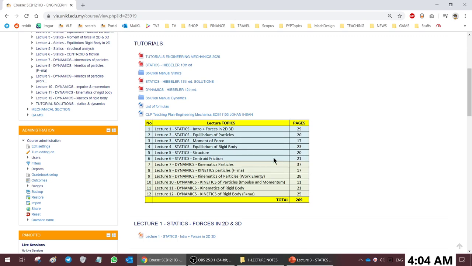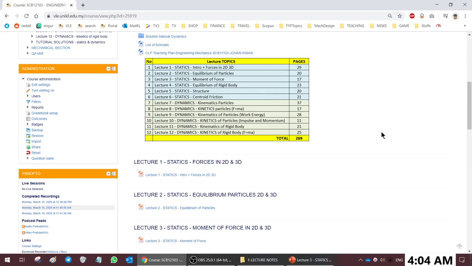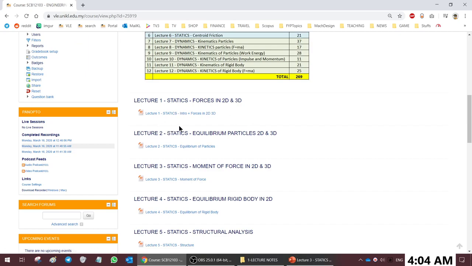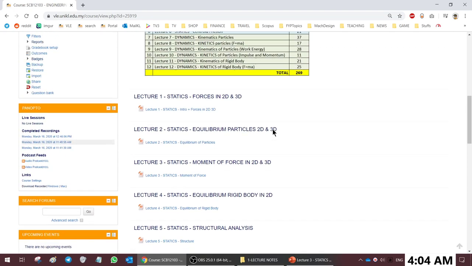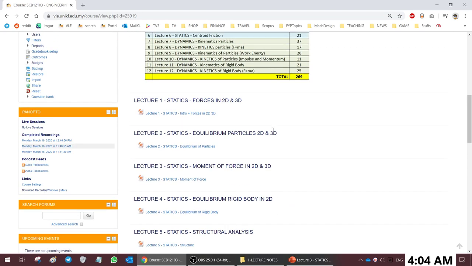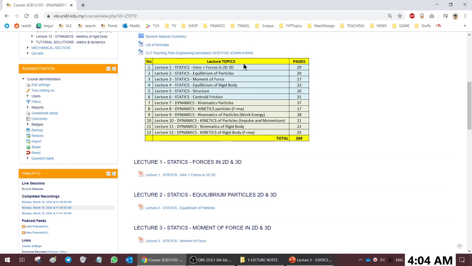We are now at lecture notes number 3, which is statics, moment of force. Look at all these lecture notes: you have lecture 1, 2, 3 up until 12. However, for this semester we are only going to have 15 weeks. It's no longer 17 weeks for the time being. So we'll follow through probably 90% of the materials. Hopefully, we can finish it.